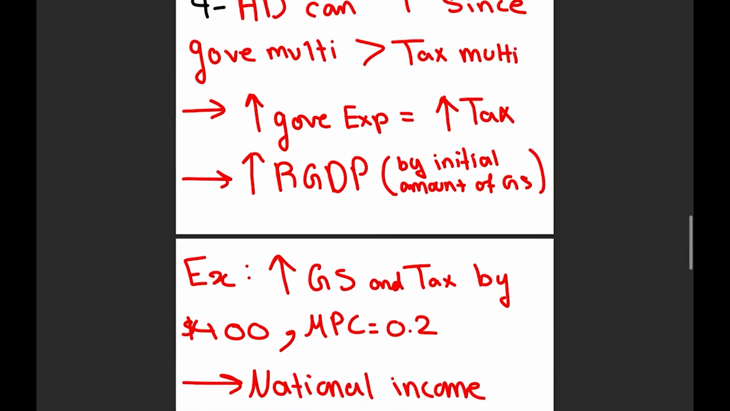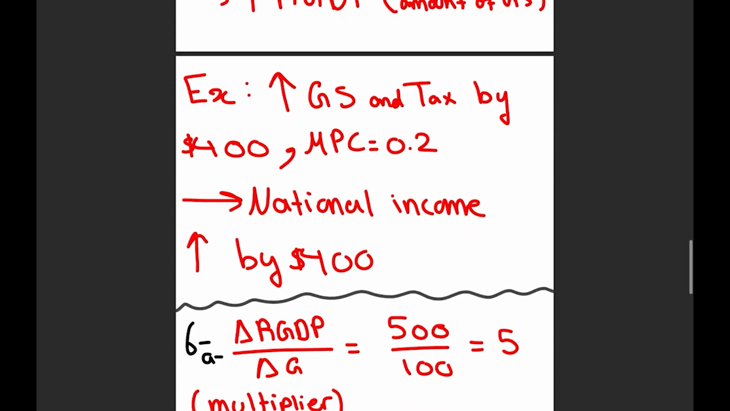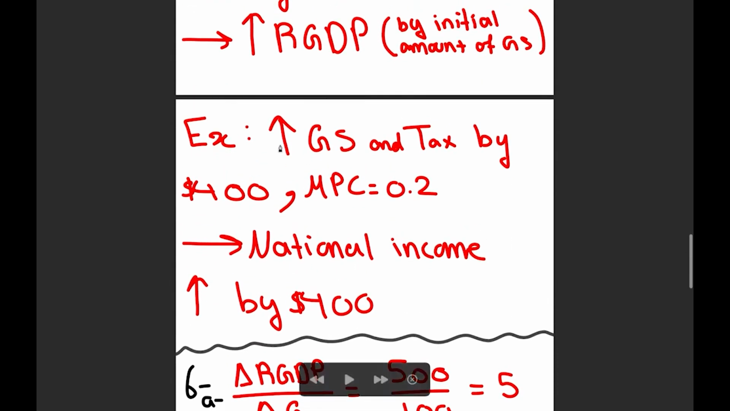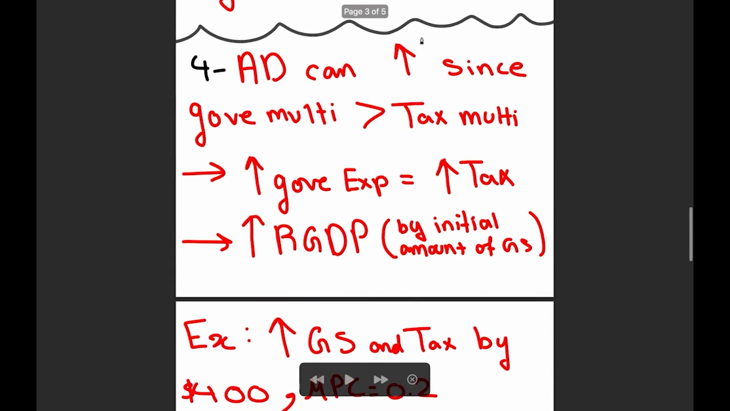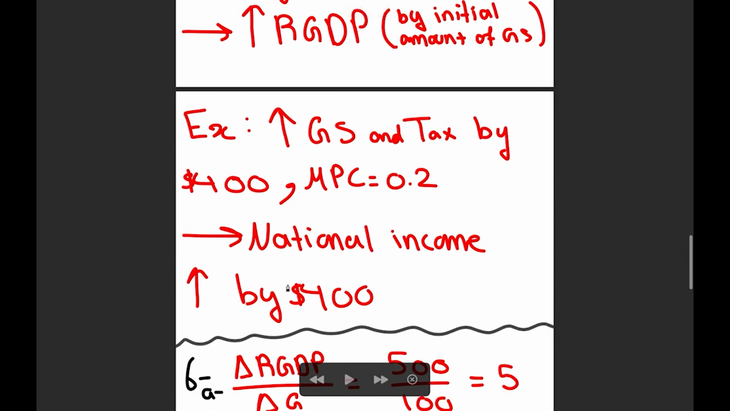This might sound a bit hard, but once I give you this example, it will all make sense. So, the increase in government spending and taxes was $400. My MPC was 0.2. So, from this explanation, I know that the national income, also known as real GDP, would increase by the same amount government spending increased. So, national income would increase by $400.